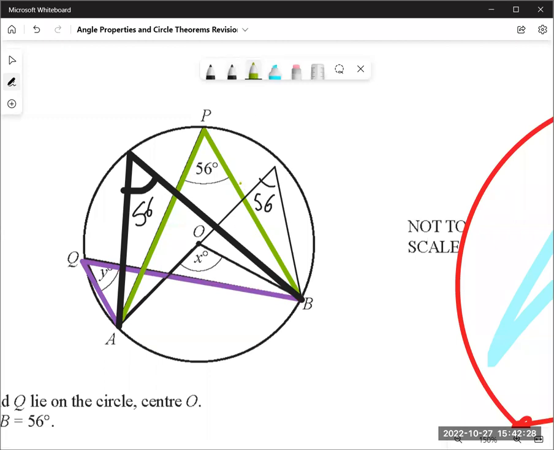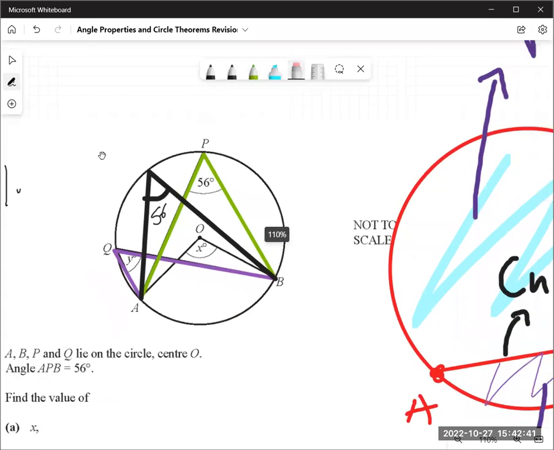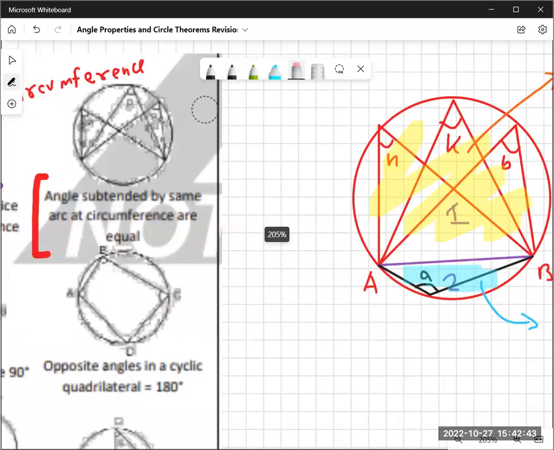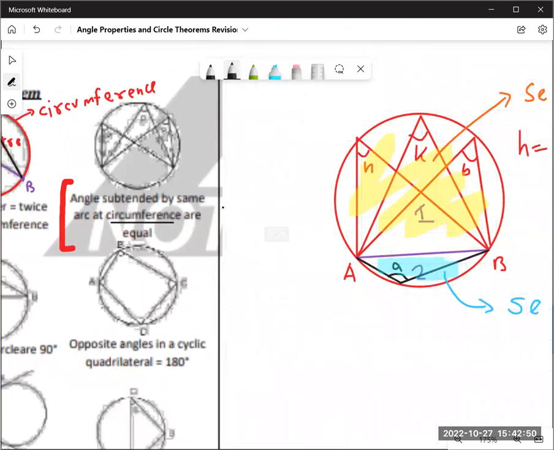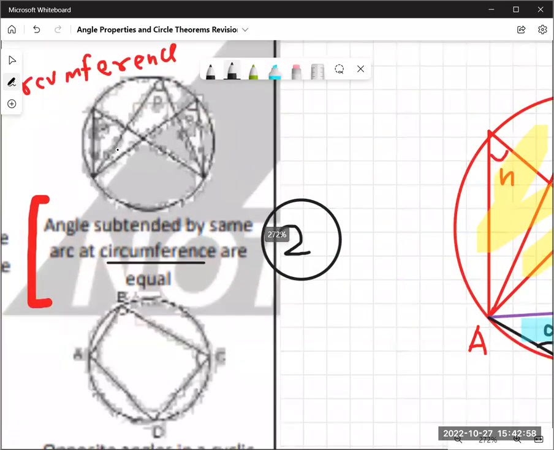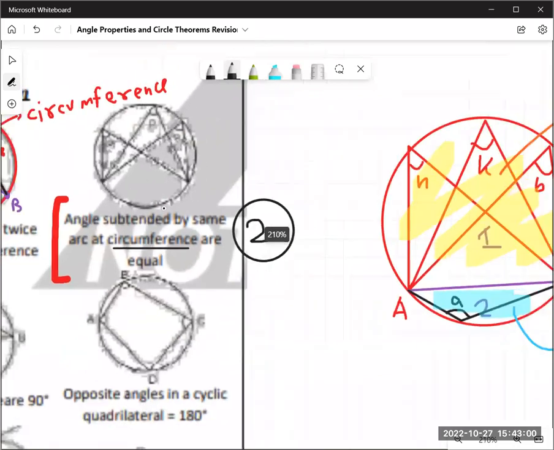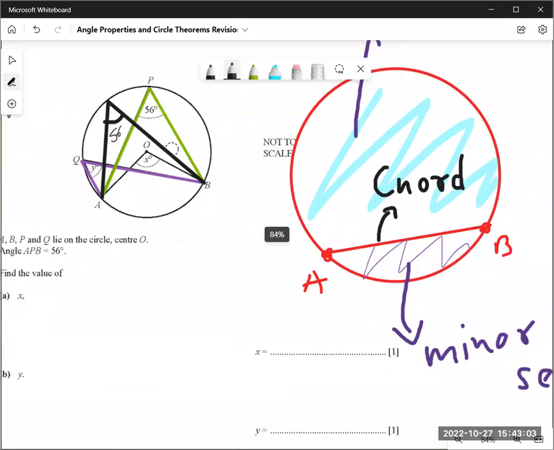But if we don't consider the center, we can't put 56. No. Center is not at the circumference. It must be at the circumference. And look at the rule. The rule says angle subtended by the same arc at the circumference. Fine. So I hope no one has a doubt with the second rule. Niranjana, any questions? Second rule, no doubt. So therefore, y must be equal to 56.